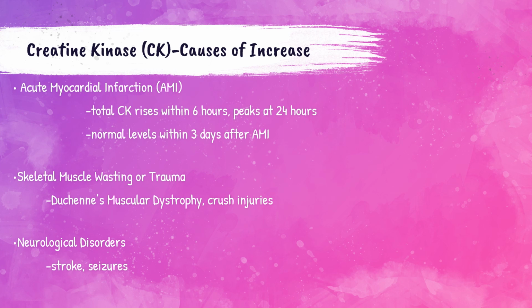Duchenne's muscular dystrophy is a genetic disease where patients experience progressive muscle degeneration and weakness. So this is affecting the skeletal muscles. So total CK will be elevated in these patients as well. Crush injuries, so these are injuries where the muscles are crushed. This makes sense that total CK would be elevated in these instances because, of course, it is in the skeletal muscles. And again, CK is in the brain, so issues that affect brain tissue like a stroke or a seizure will also cause elevations in total CK.